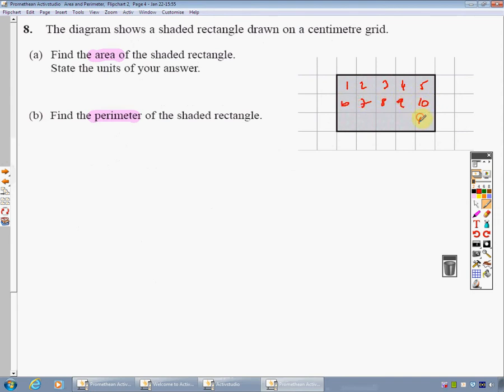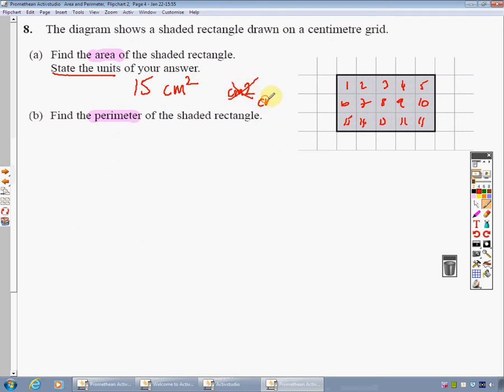15. In some ways counting is nice because I've double checked my times tables there. State the units, centimeters squared. Make sure that your 2's are nice. Do not write cm2. Make sure that it's definitely up there as a squared, up nice and high.